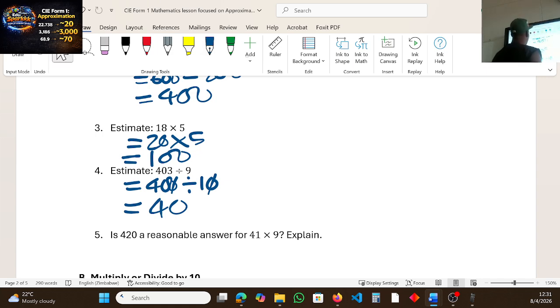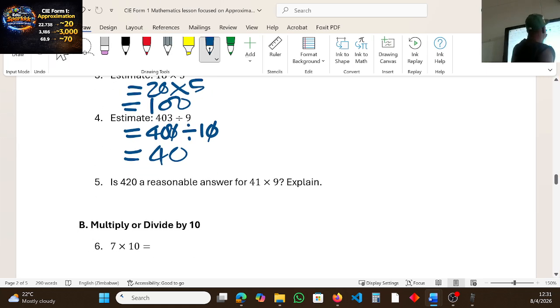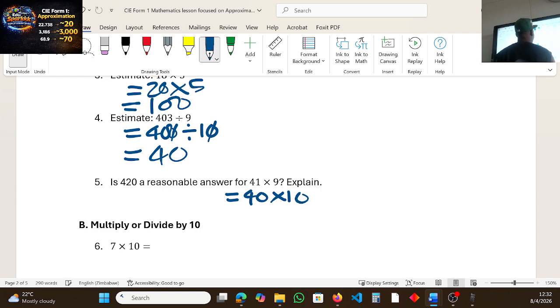Then moving to the fifth problem, we have got 420 as a solution, and we are being asked whether it is a reasonable answer for 41 times 9. Let's try and see through estimation what we'll get. With 41, I think it's closer to 40. And 9, I think it's closer to 10. So when we find the product, it looks like it will take us to 400.